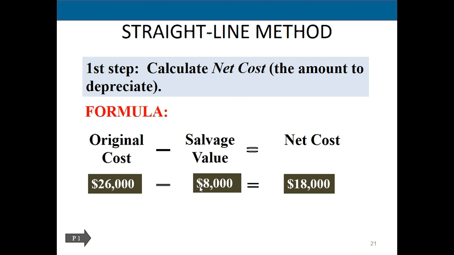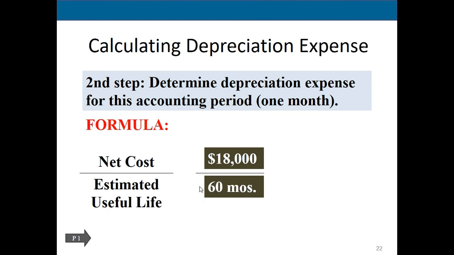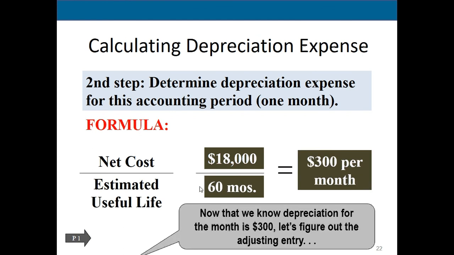We're going to take $26,000 minus the $8,000 for our net cost of $18,000, and then divide that by 60 months. So it's the original value minus the salvage value. That's $26,000 minus $8,000 to give us this $18,000 divided by 60 months, which means our depreciation is going to be $300 per month. Okay, that's how we calculate it.